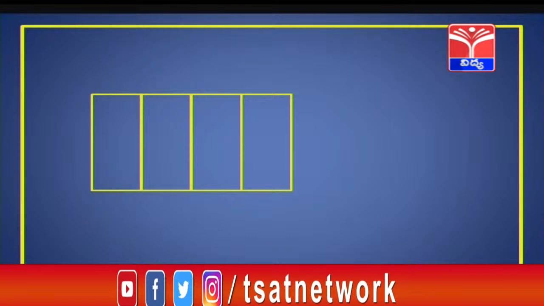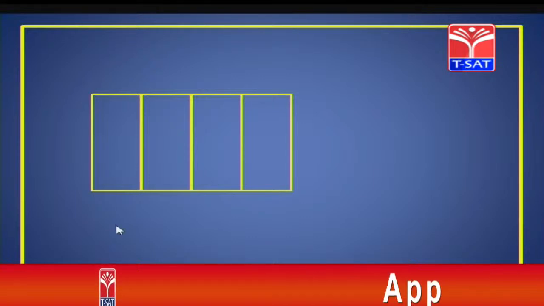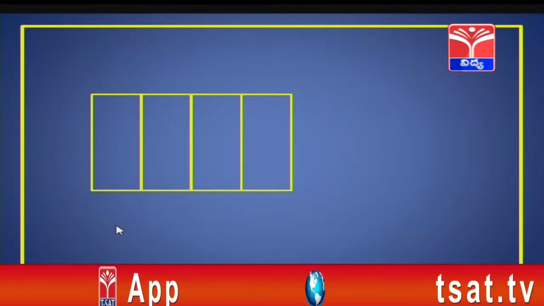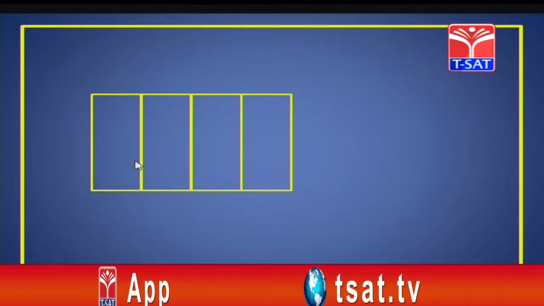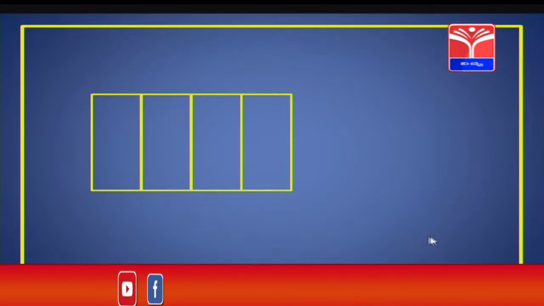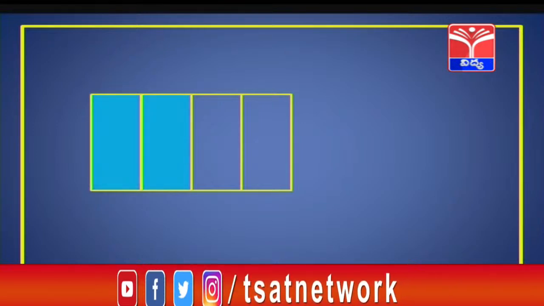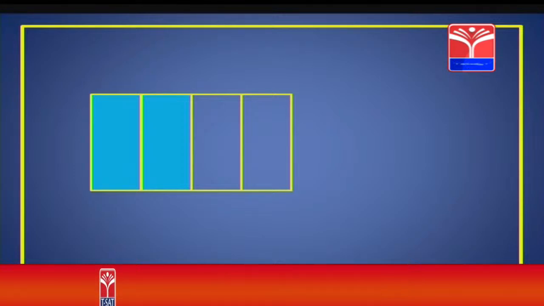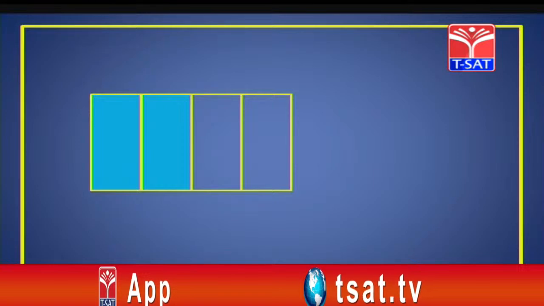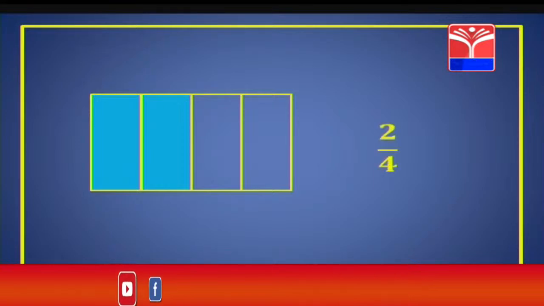Now, look at this figure shown on your screen. It is a rectangle, right? It is divided into 4 equal parts. You can see this is the first one, second part, third part and the fourth part. Now, what do you notice? Yes, 2 of the parts are filled with color. Children, can you tell me what is the fractional form of this? Yes, we represent this as 2 by 4.